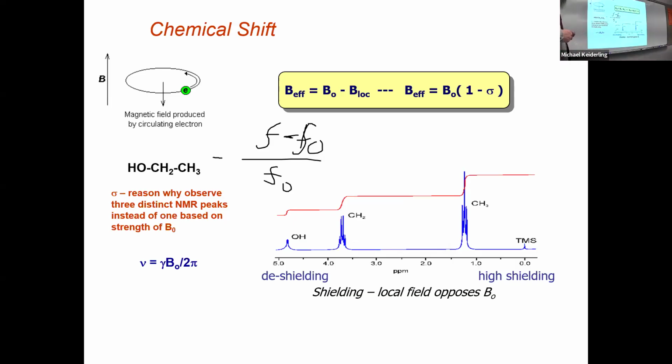Chemical shift is frequency minus base frequency over the base frequency. It's measured in parts per million. Low is deshielding, and this is high shielding. This is where the local field opposes B naught. This is deshielding. This is ethanol. If you wanted to see what it should look like, we have the CH3, CH2, and the OH.